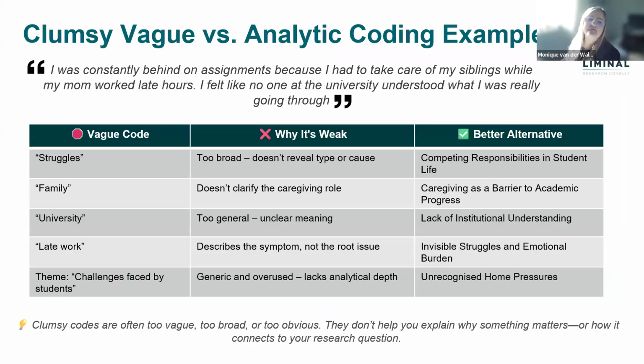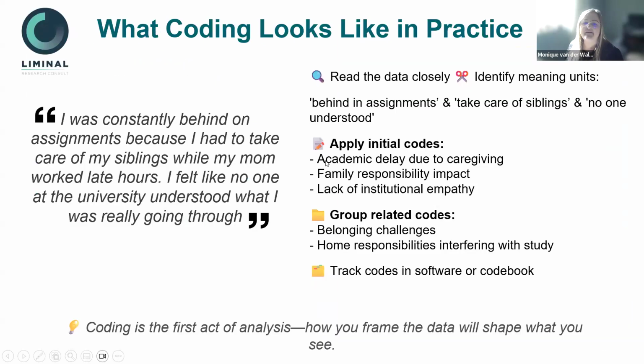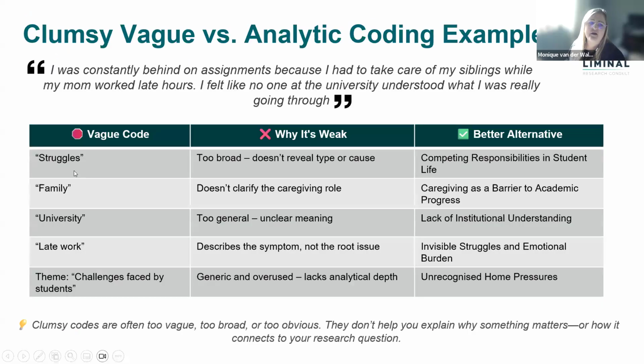So let's look at the differences between clumsy or vague versus analytical coding. If we take the example of the quotation I've just mentioned again, we could have had struggles as a code. But this is again too broad. It doesn't reveal the type or the cause of these struggles. So a better alternative would have been competing responsibilities in student life. Or, for example, like we've mentioned earlier, academic delay due to caregiving.